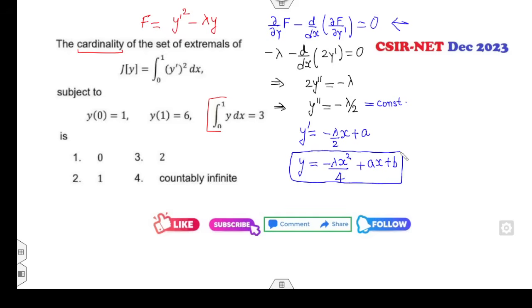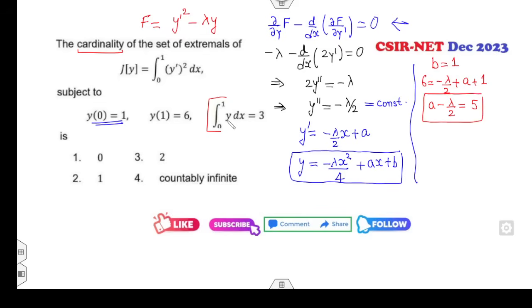Fine. Now y of 0 is equal to 1. What does it mean? That means b is equal to 1. y of 1 is equal to 6. y of 1 is minus lambda over 4 plus a plus b. b is my 1. So that means a minus lambda over 4 is my 5. Is it okay? Now the integration of y is equal to 3. So if you integrate them, it's a cube minus lambda over 12 plus a over 2 plus b. b is my 1, integration of 1 is 1. So that will be a over 2 minus lambda over 12 is my 2.